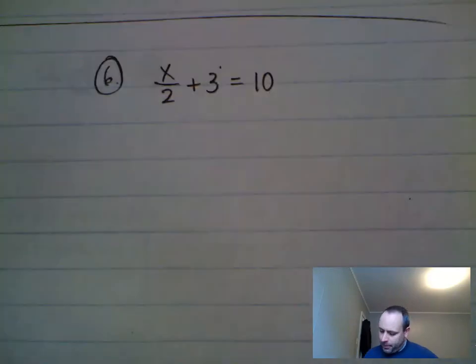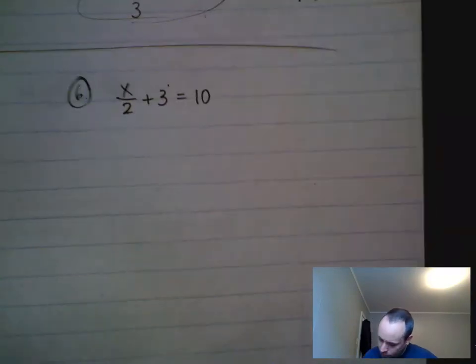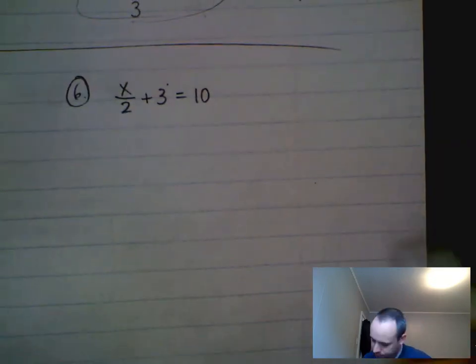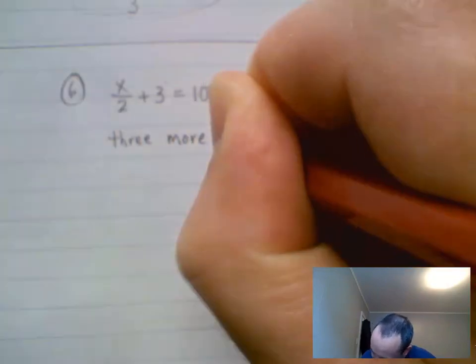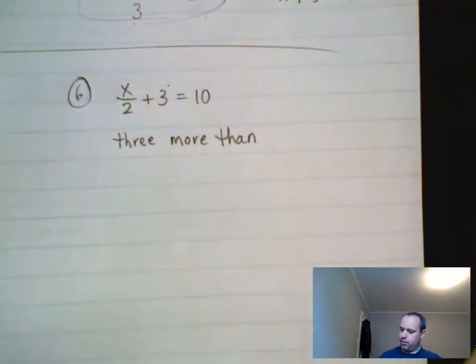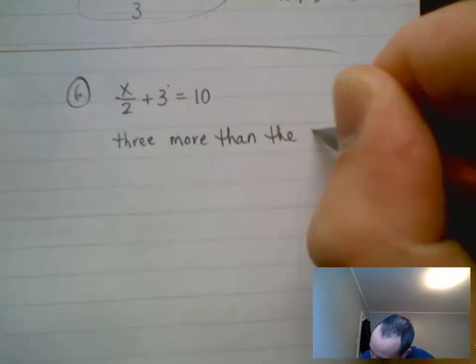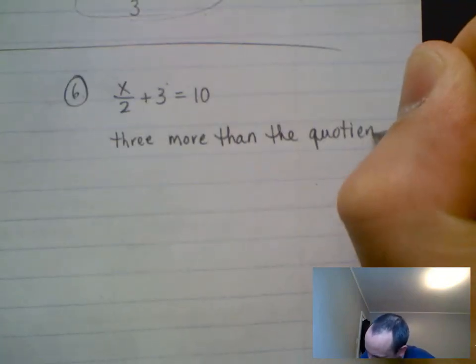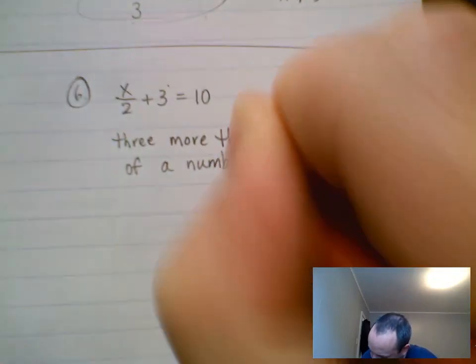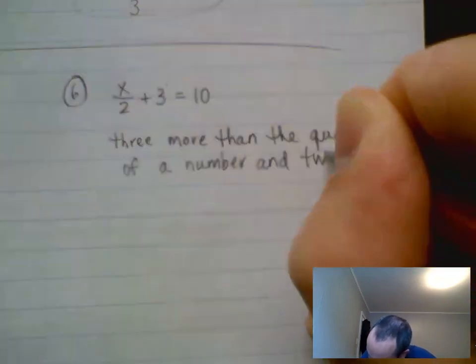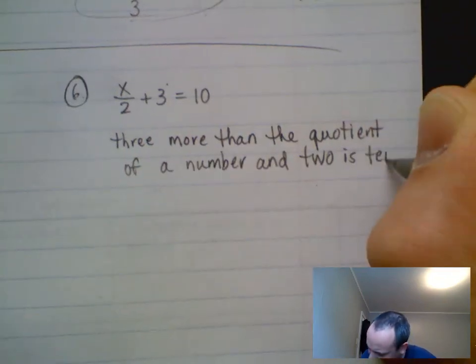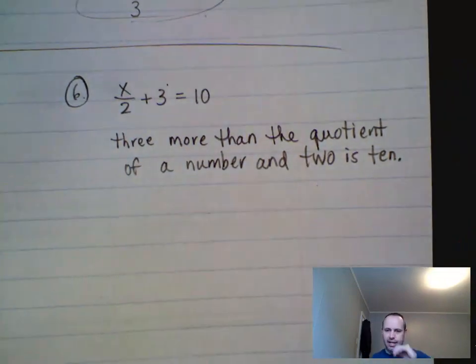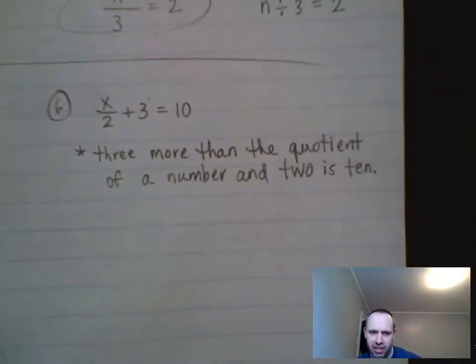All right. So for this one, the way you'll usually see this written is like this: 3 more than the quotient of a number and 2 is 10. Okay, so that's, please write that down. Even if you have it written in a different way, please write that down. That's the most common way you will see it written.